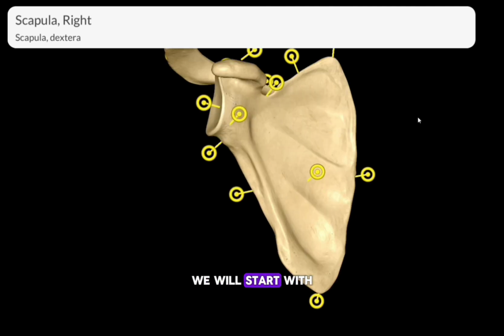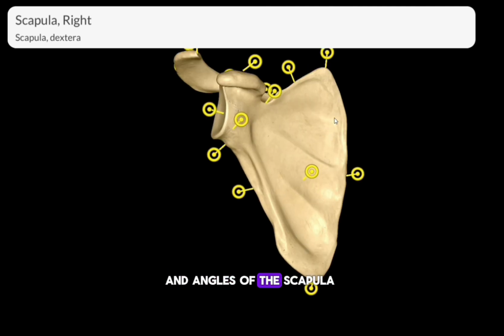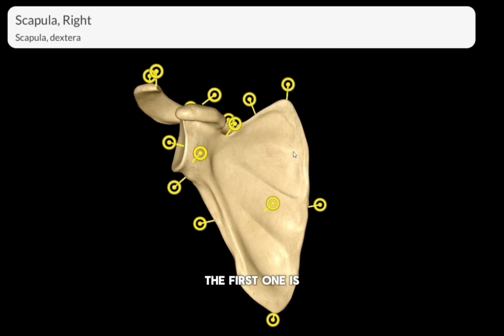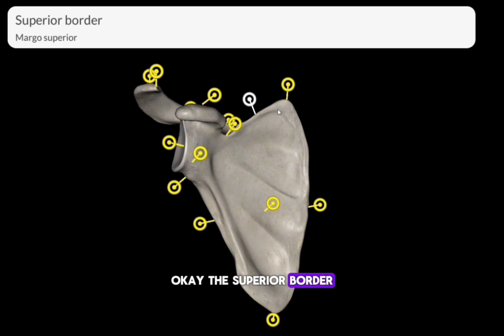Okay, now we will start with the borders and angles of the scapula. The first one is the superior border. Okay, the superior border is the shortest border of the scapula, running from the superior angle to the coracoid process. Now this one is the superior angle.